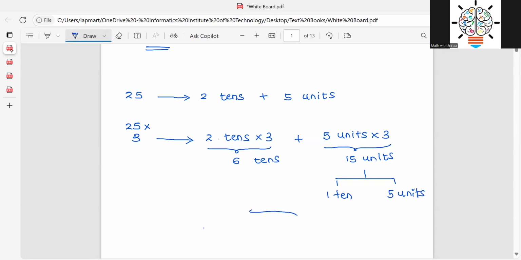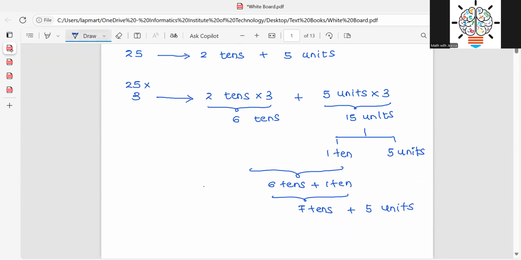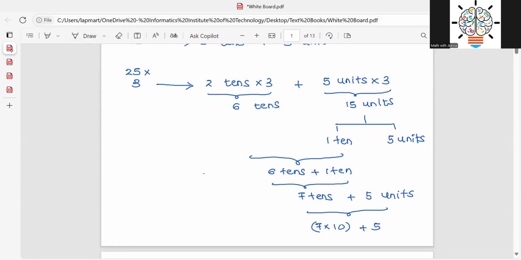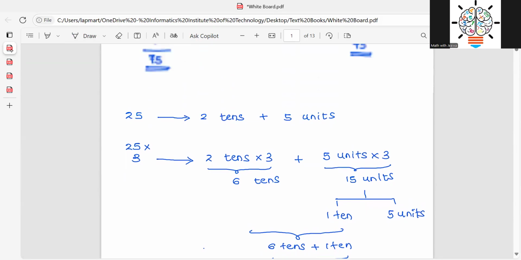Then what do I do? 6 tens, add 1 ten. It gives me 7 tens. That 7 tens and 5 units, right, will give me what? 7 tens means 7 times 10. And then this is 5. Then I write, so this is 75. That is kind of a longer version, but I just showed you. So this is what happened.